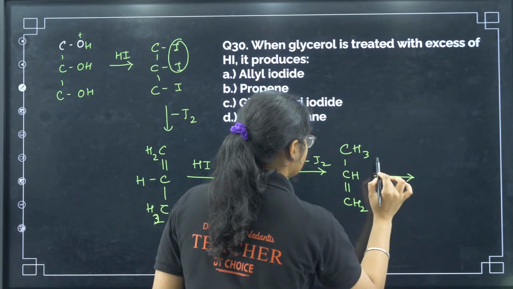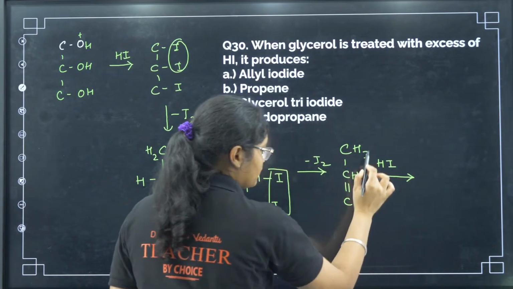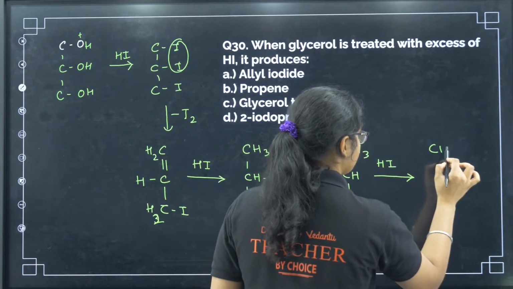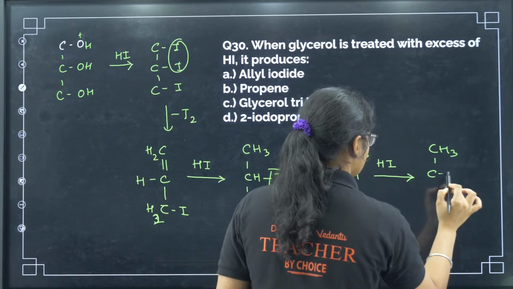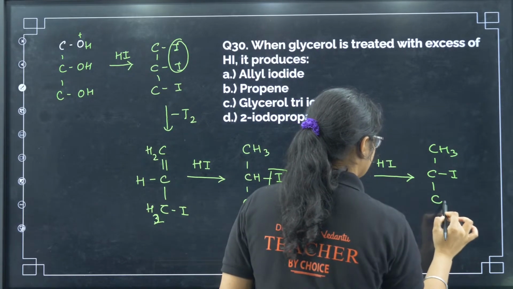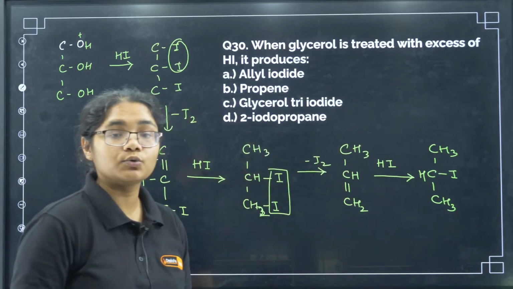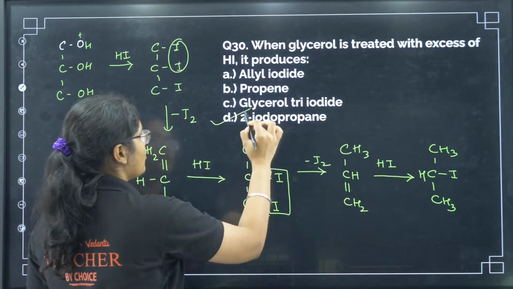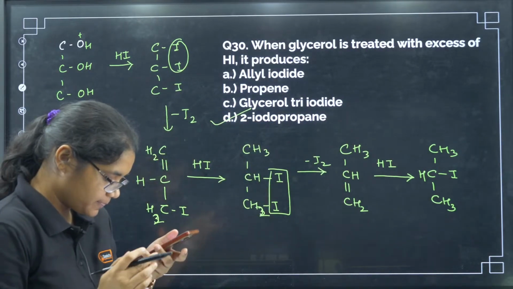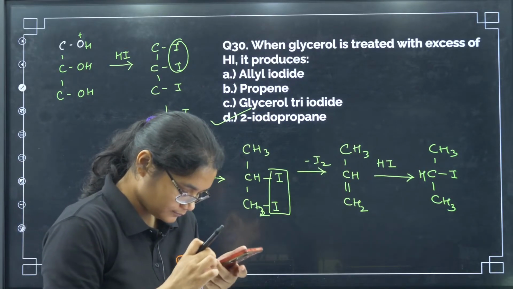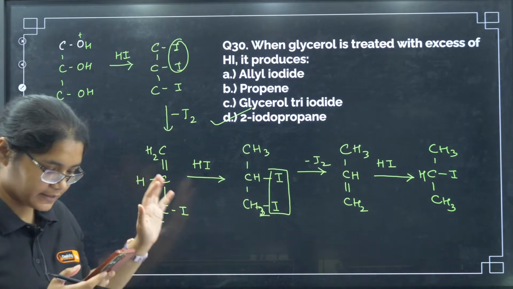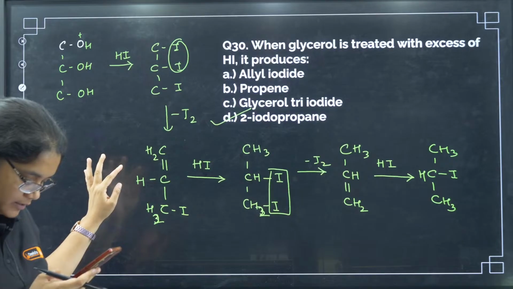Then if you treat it with HI, Markovnikov's rule will be followed again, right? So I will get CH3, CI, and then CH3, right? So what is this product called? 2-iodopropane, which is your option number D. Okay, clear? Students, this question was a little bit tricky, so please remember this one.